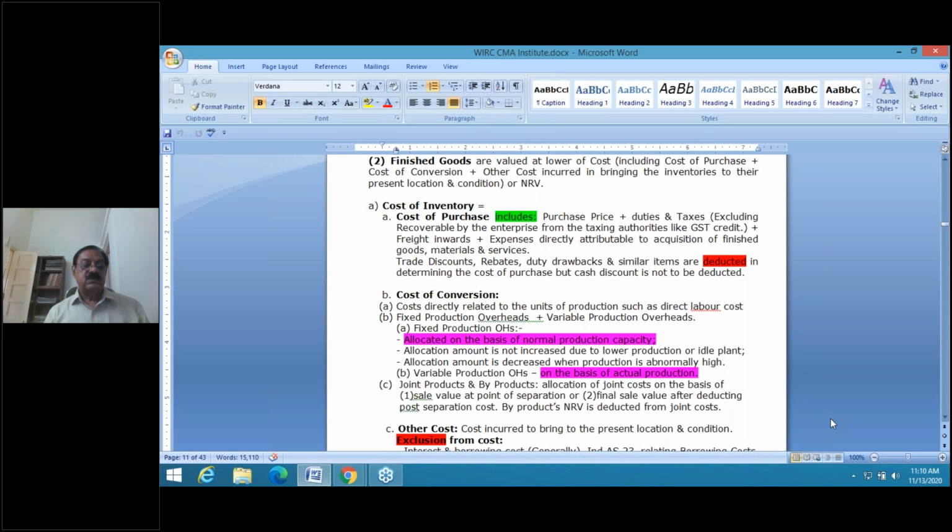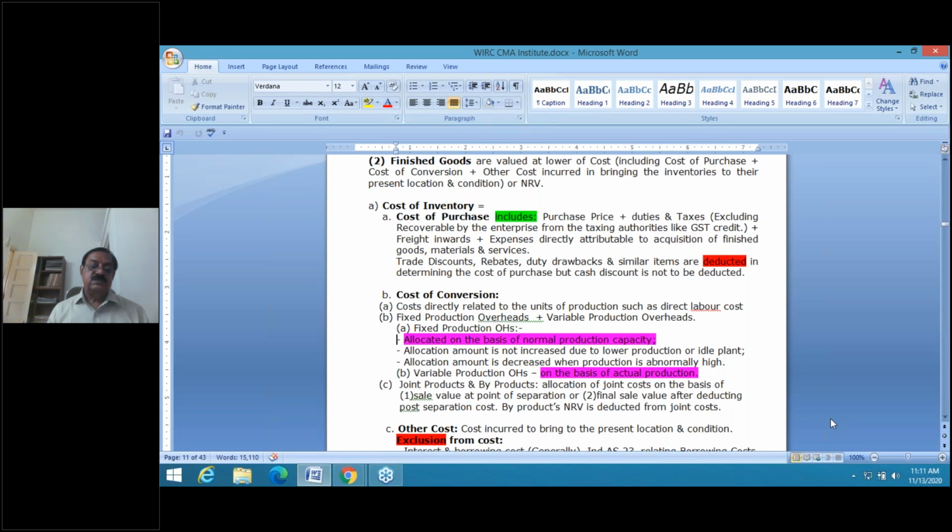Now, what are the other costs of conversion? One is labor cost. So the labor cost you have incurred is to be added. Second is fixed production overheads. Your overheads are of two types, production overheads, fixed and variable. Both are to be added. But what are the rules for adding fixed and variable production overheads? For fixed, allocated on the basis of normal production capacity.